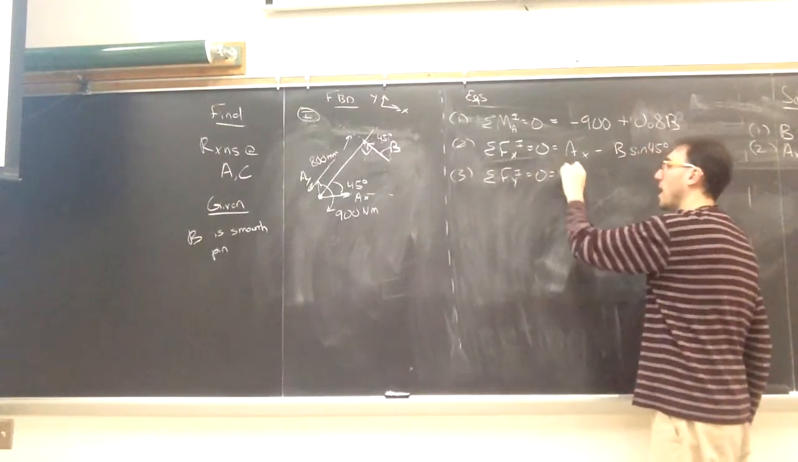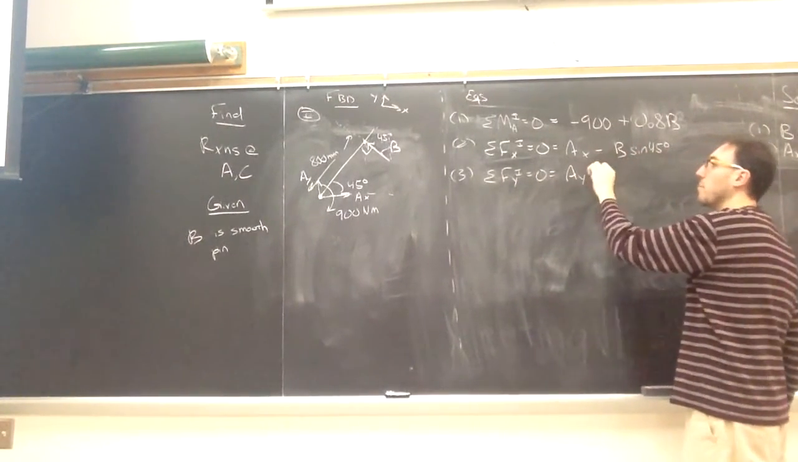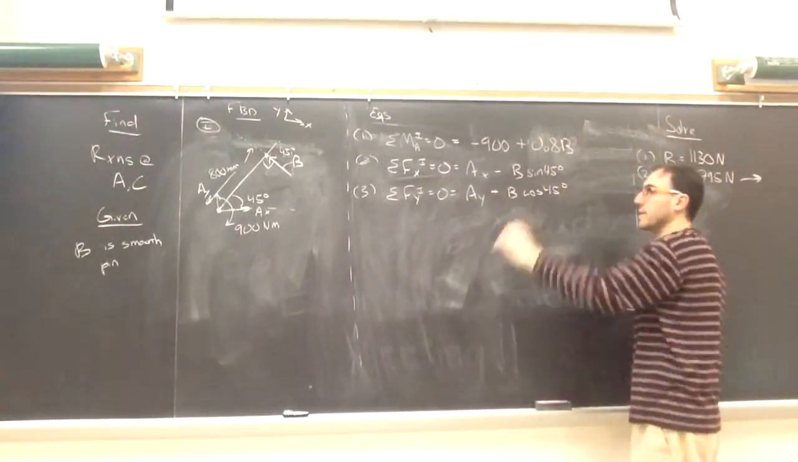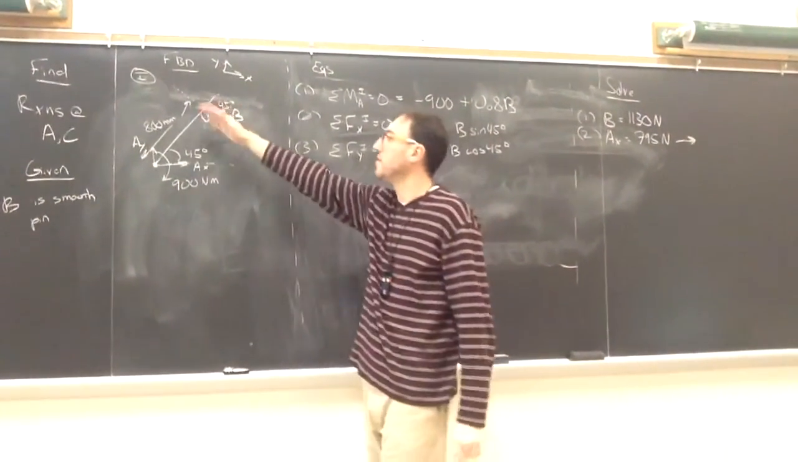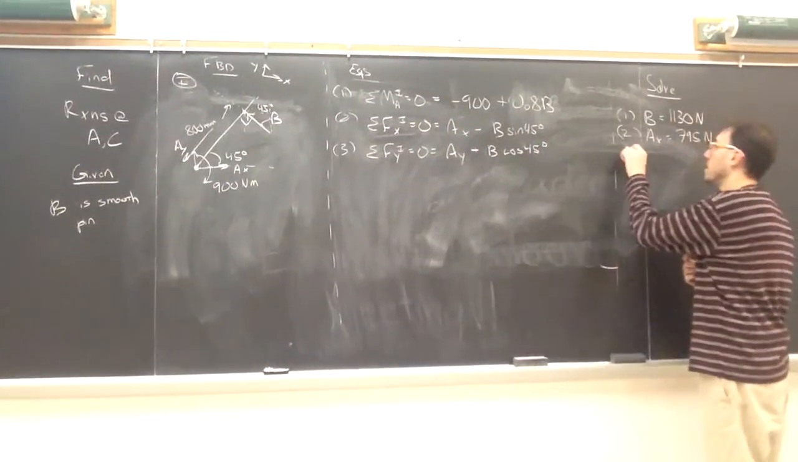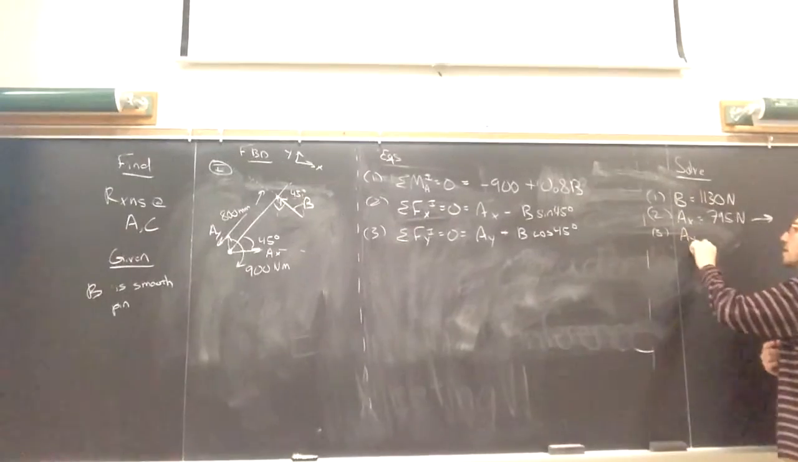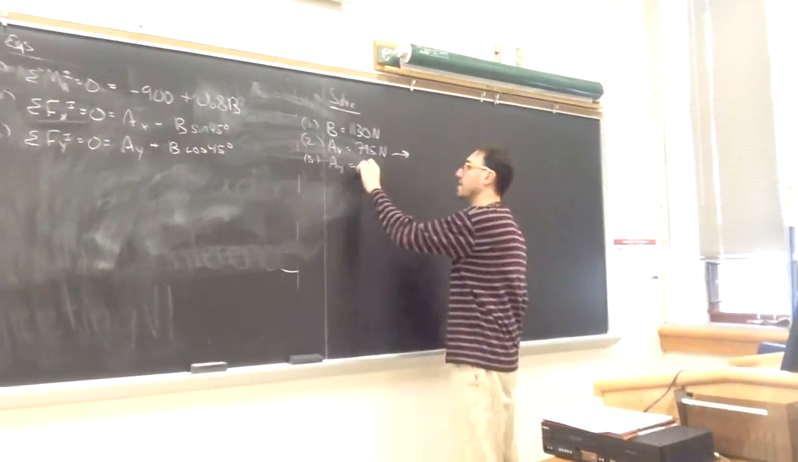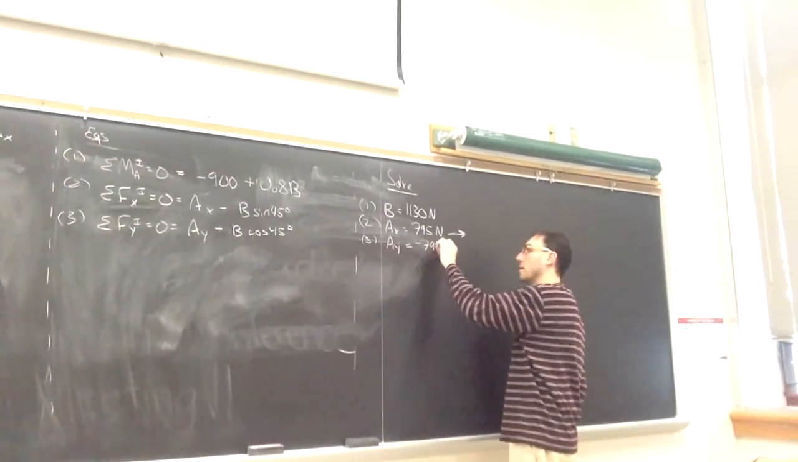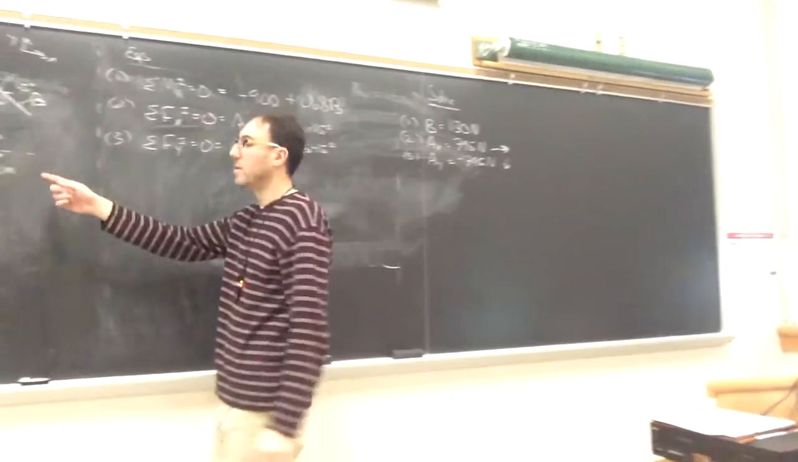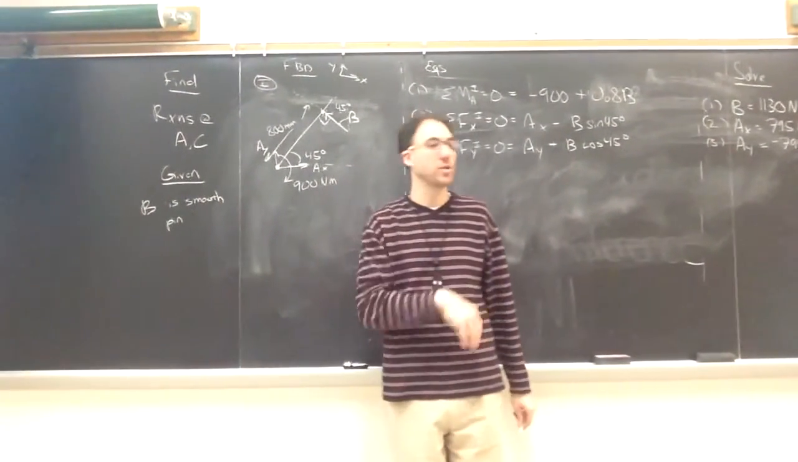And finally, in the y, I'll have Ay plus B cosine 45. Since the y component of B is positive, its x component was negative. That means that Ay should be a negative 795. I drew it as up. I got a negative answer. It's actually down.